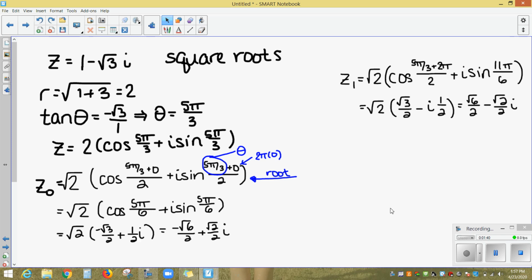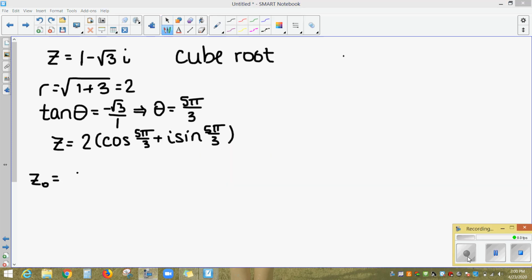Now, I was going to do another example that did maybe the cube root of this same number or the fourth root. Let's go ahead and give that a shot. Let's go ahead and find the cube root of this number. We already have the r and theta, so we would have to find our 3 z's. Okay, I'm going to pause it and cut and paste to the next page. I'll be back with you.